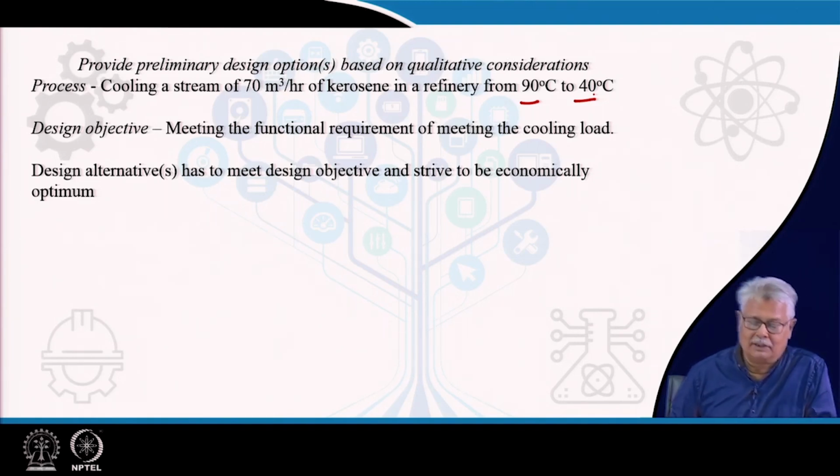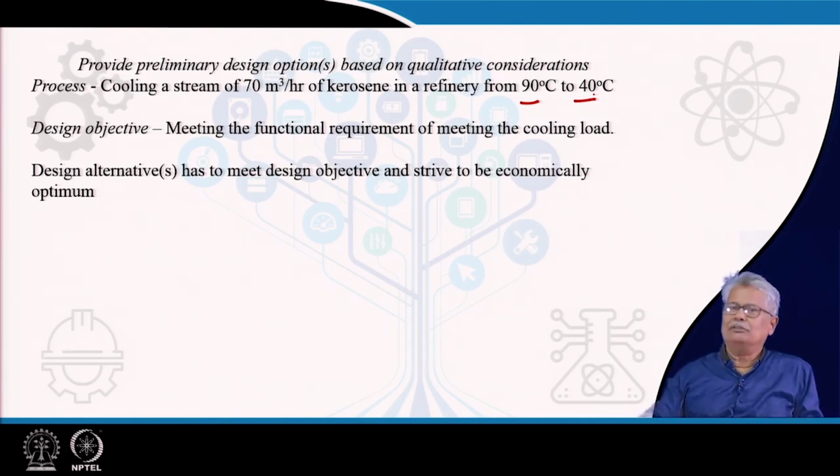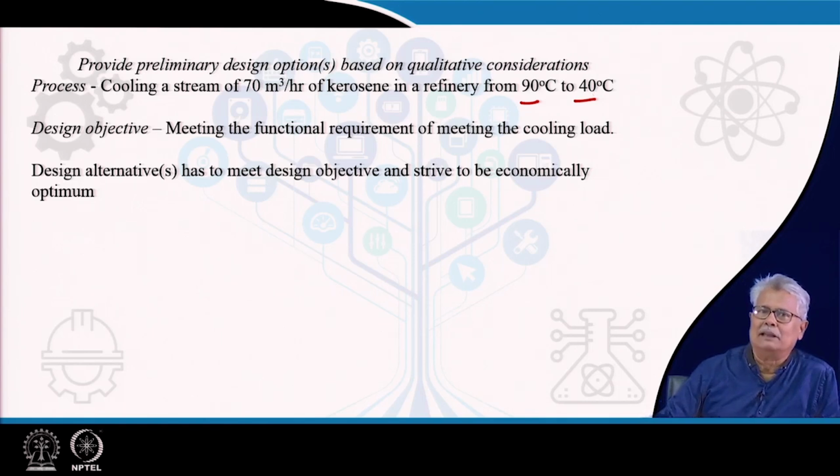Here, if we look at the design problem, which is the way it is posed to us, normally most of the design problems are ill posed. They are usually incomplete. But if we look here, we have a design objective of meeting the functional requirement of meeting the cooling load. That means I know here 70 meter cube per hour is to be cooled from 90 to 40 degrees centigrade. Now we look at the different options of how this can be achieved.